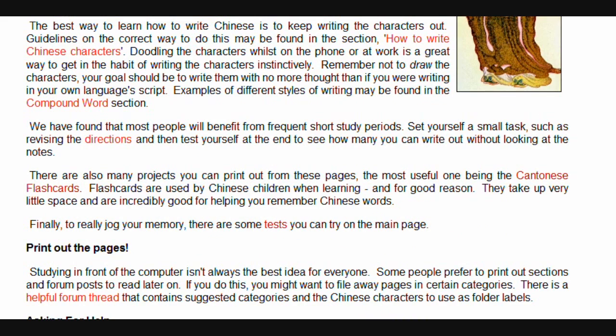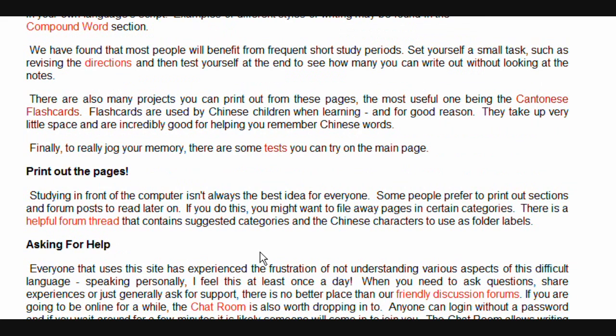As for the flashcards, I don't have a printer, so I can't print them out. So I'll probably, if I do use the flashcards, write them down with a pen. Yep, that's what I'll do.